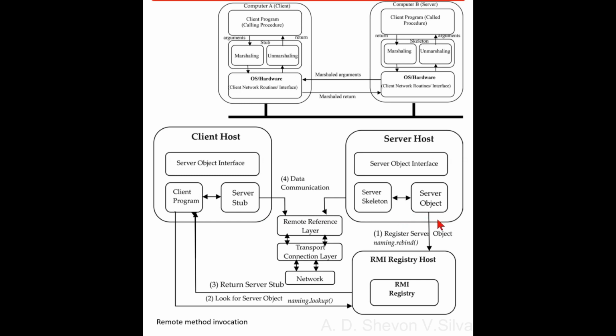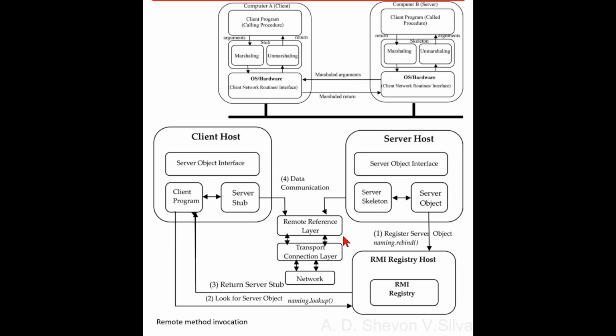RMI is implemented as 3 layers: stub and skeleton layer. The stub program represents the remote object and also acts as a gateway to the corresponding skeleton at the server end. And the stub appears to the calling program to be the program being called for the service.